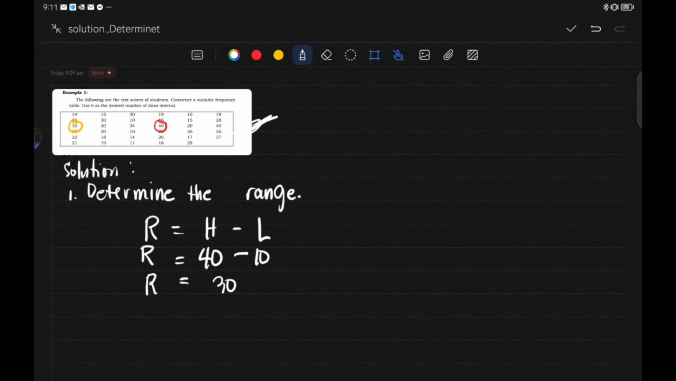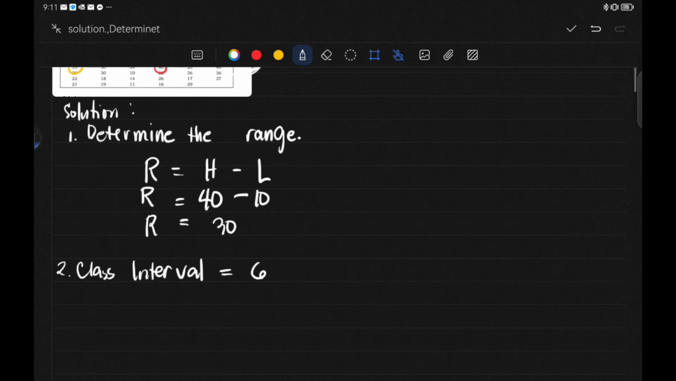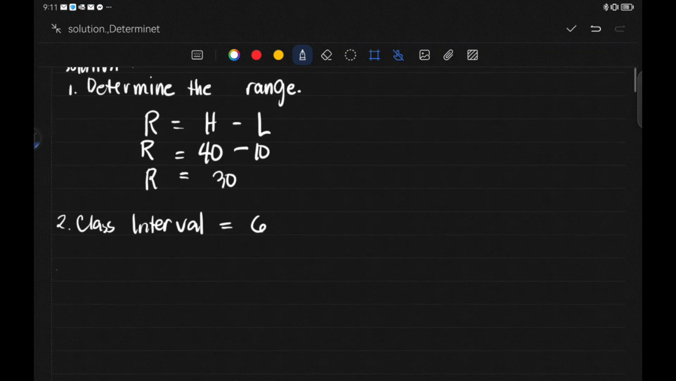Now, the class interval is given. It was mentioned a while ago that we need to use the class interval 6. And in step 3, we need to determine the class width.